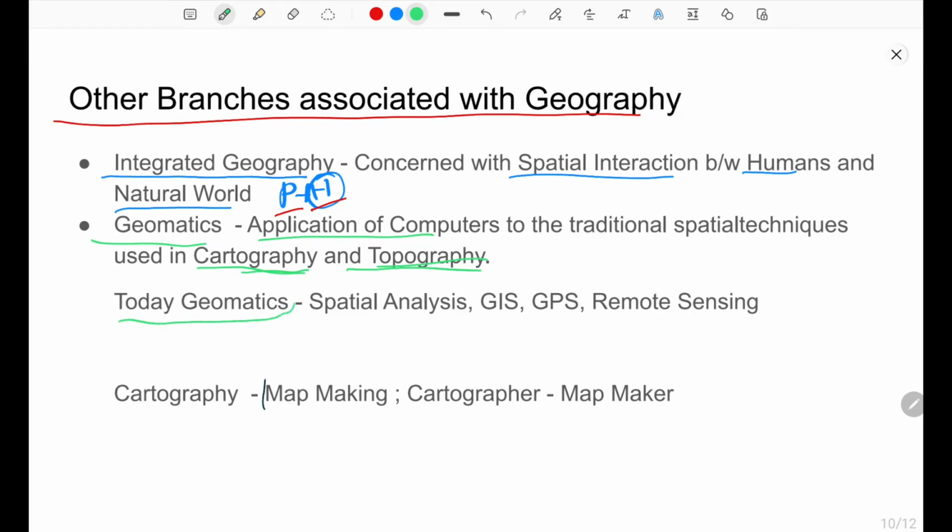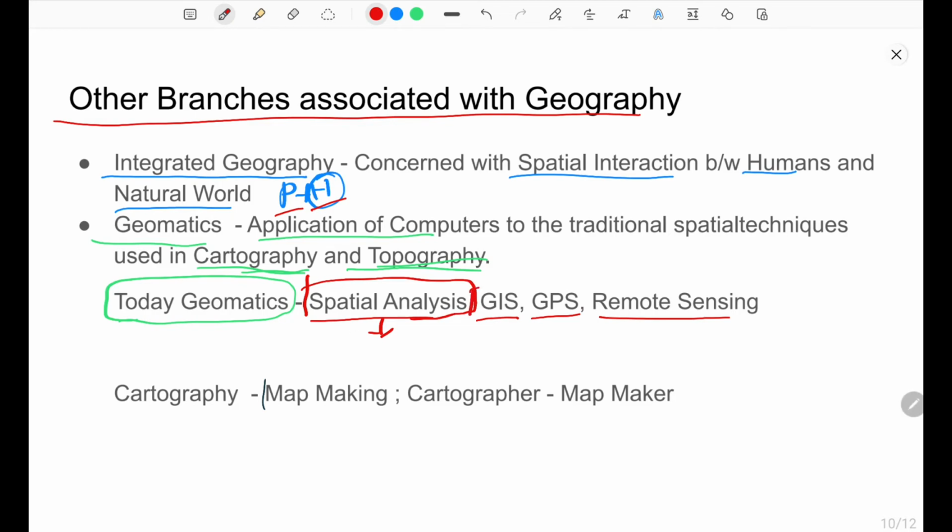If you look at today's geomatics, the four important techniques employed are spatial analysis, GIS, GPS, and remote sensing. Now, let us understand each one in detail. What is meant by spatial analysis? Spatial analysis stands for surveying the space around, like surveying the form, the nature of soil, the depth, the temperature, and the atmospheric pressure in a particular area. We call it spatial analysis.